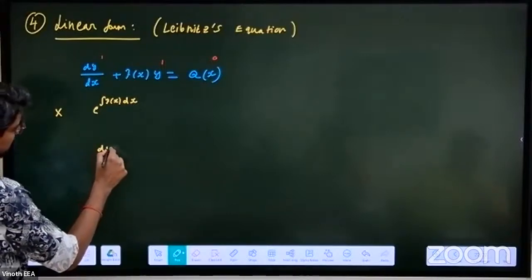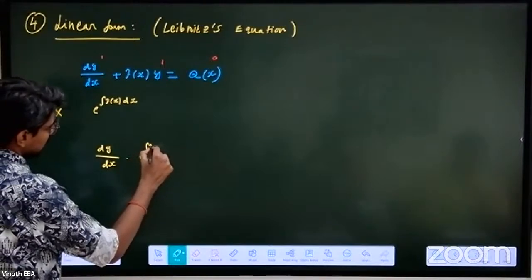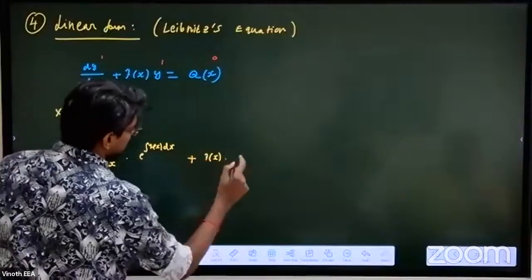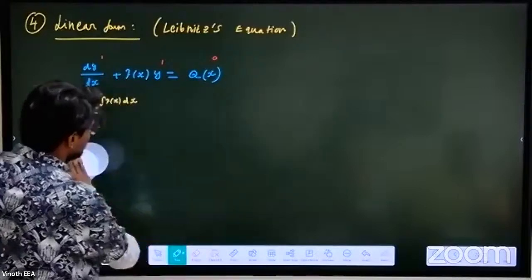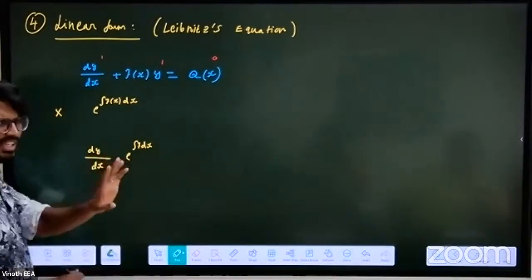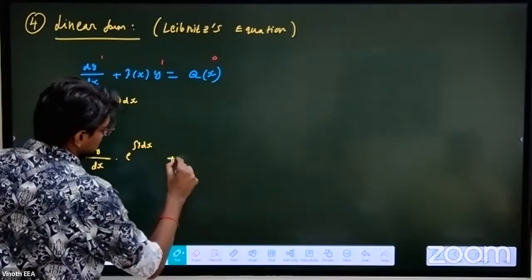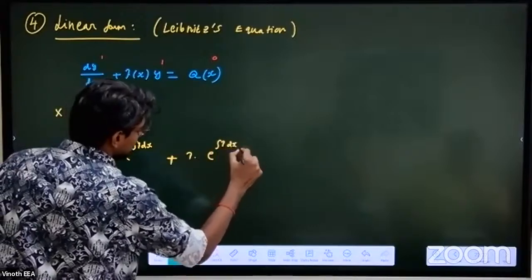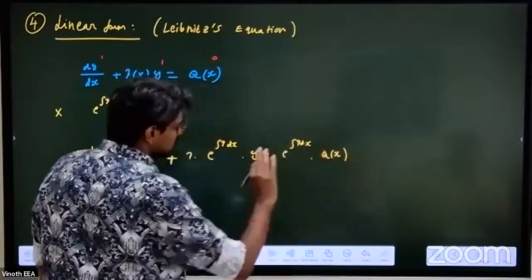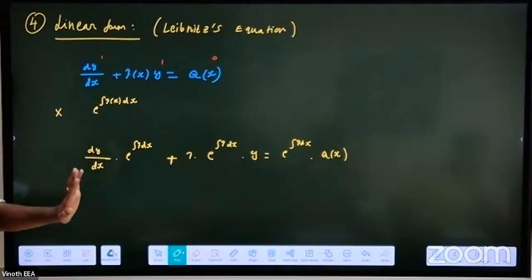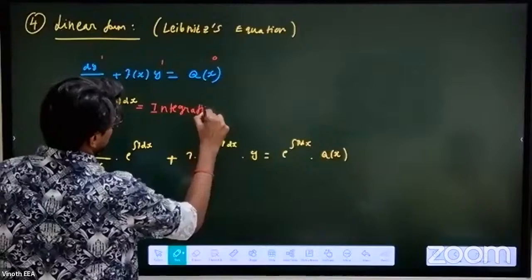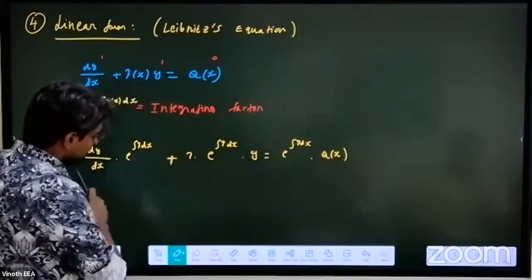This will become dy by dx into e to the power of integral of p of x dx, plus p of x, where p is some function of x, into e power integral of p dx into y, which is equal to e power integral of p dx into q of x. Okay, right? On both sides I have multiplied by e power integral of p of x dx, which is the integrating factor.